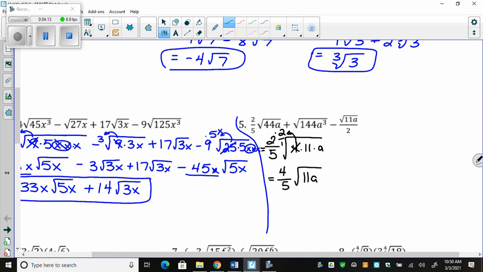144 actually just comes out as a 12. The square root of 144 is 12. So we get 12a root a. And then minus root 11a.